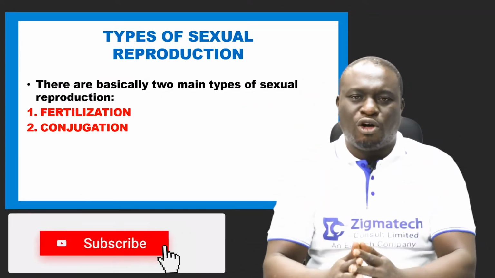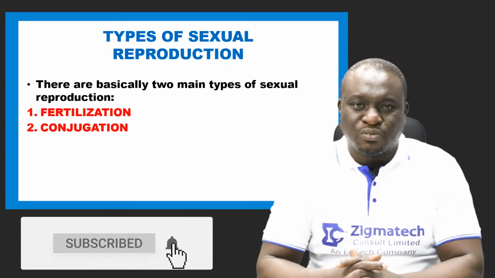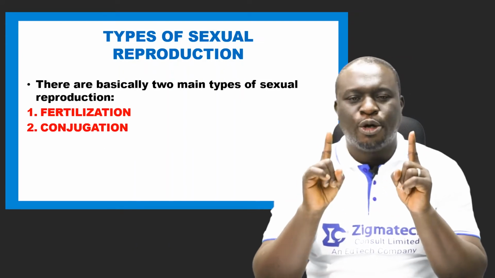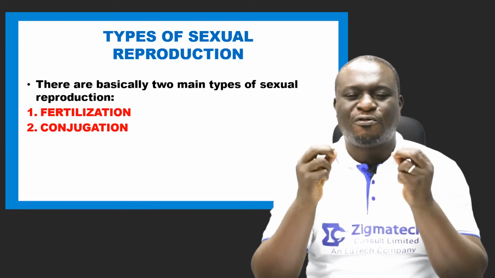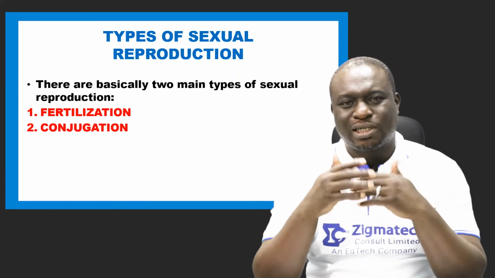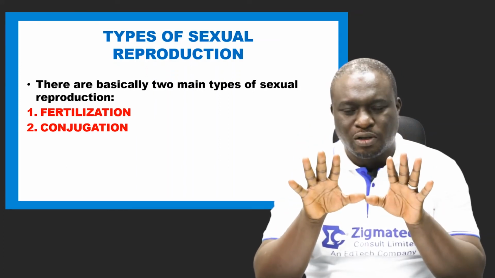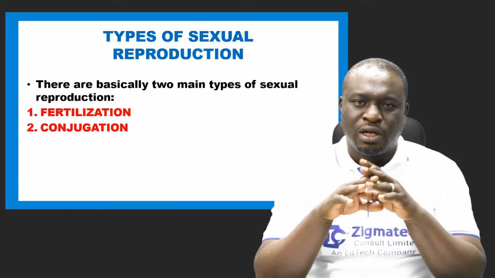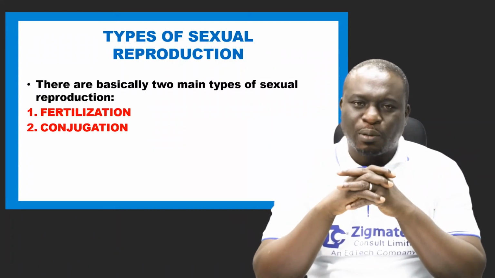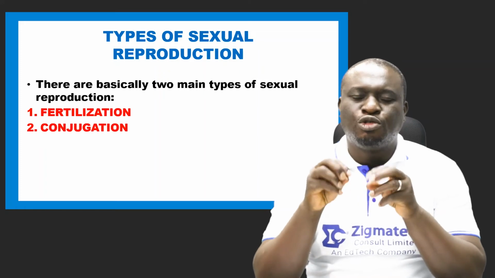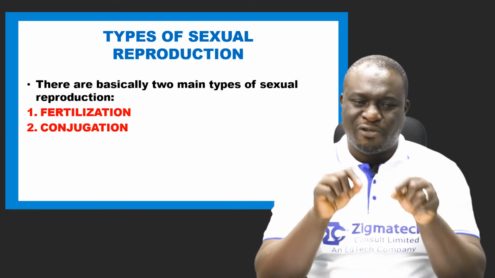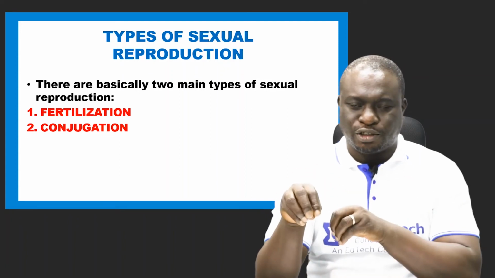Now, types of sexual reproduction. Basically, we have 2 types of sexual reproduction. Number 1 is called fertilization. In subsequent classes, you're going to discuss more on fertilization. Number 2 type of sexual reproduction is called conjugation. So we have 2 of them, fertilization and conjugation.